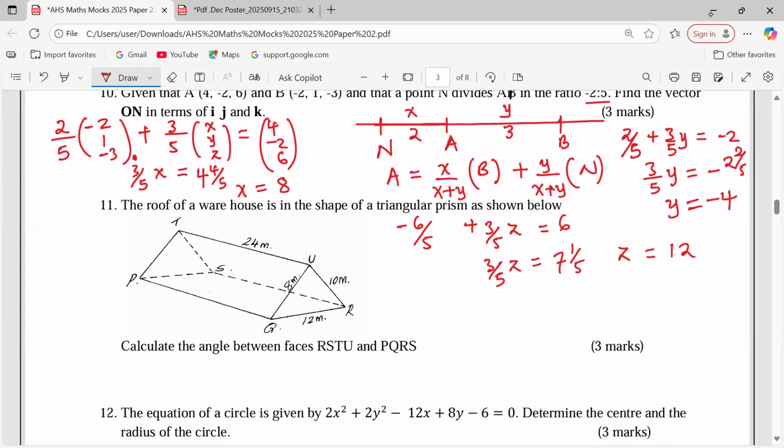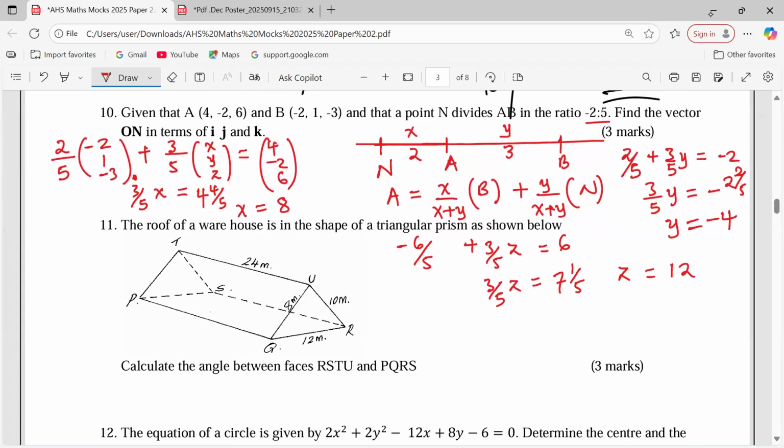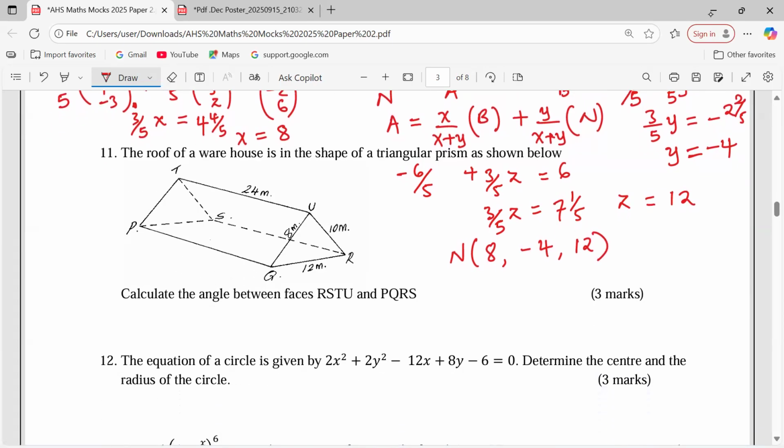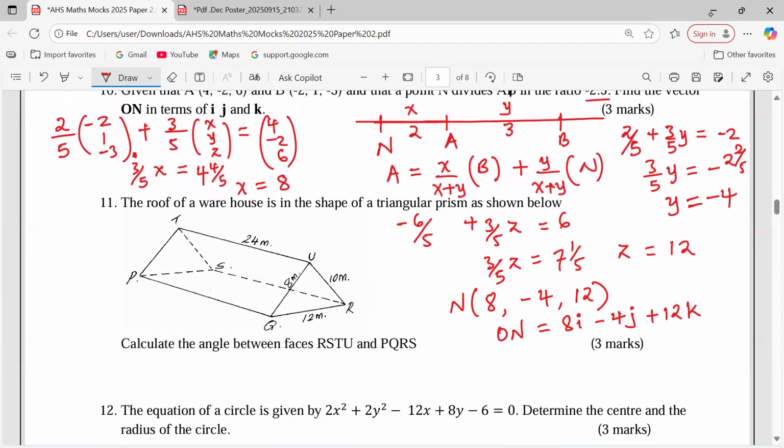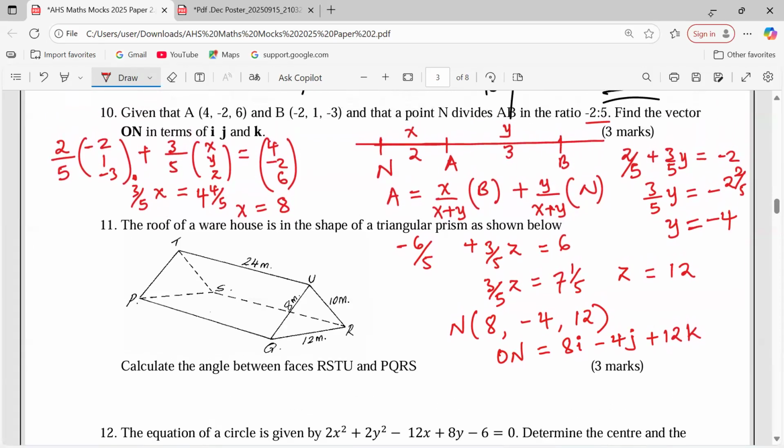Now that we have the coordinates of n, n now shall be 8, -4, 12. Then the position, that's the coordinate. The position vector in terms of unit vectors shall be ON equals to 8i minus 4j plus 12k. So that's how we are supposed to give the final answer.